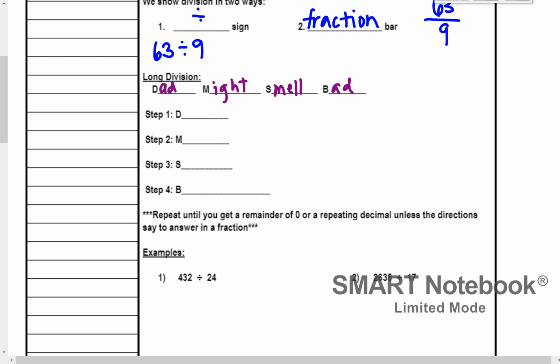I know other people have used does McDonald's sell burgers? If that's easier for you to remember, write that one down. If you have a different one that you've already learned, you can fill that in. You don't have to write dad might smell bad. That's just the one that I know. So what do those letters stand for? Well, the D, the very first step, is to divide.